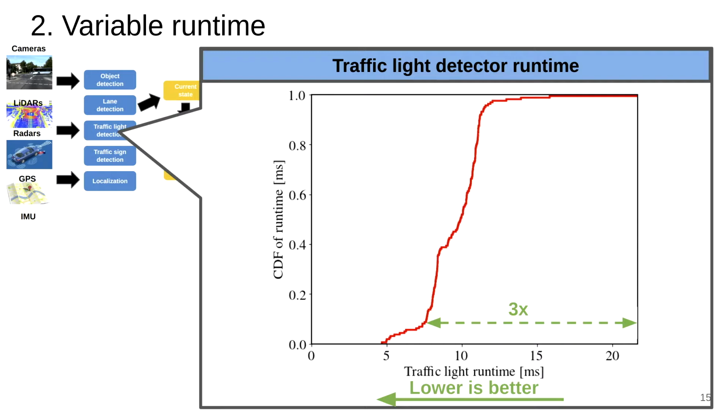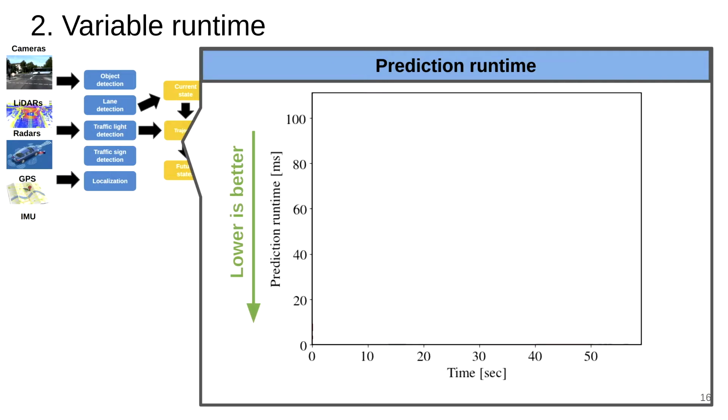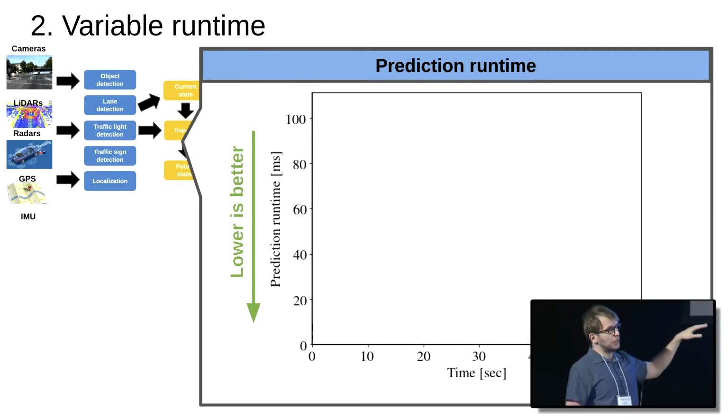The problem is that as you compose these modules together, 5 milliseconds in the traffic light detector, 5 milliseconds in the object detector, in prediction, and so on, and quickly they add up. We've done the same analysis for prediction, but this time I'm showing the results on a timeline. So on the x-axis, we have time, and the y-axis, we have prediction runtime, and lower runtime is better.